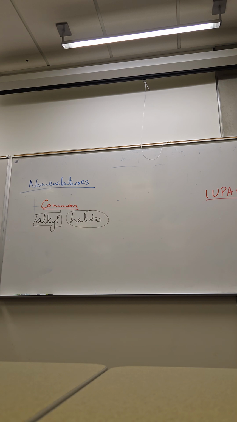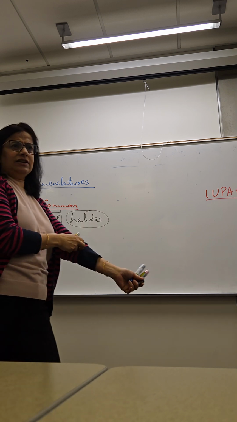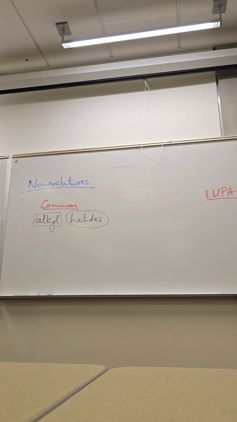Sure. Perfect. What would we call this guy? So what's the R part? Phenyl. Phenyl bromide. Exactly. Phenyl bromide. Agreed? So the alkyl part followed by a separate word, halide, whatever the halide is. Does that make sense, everybody?